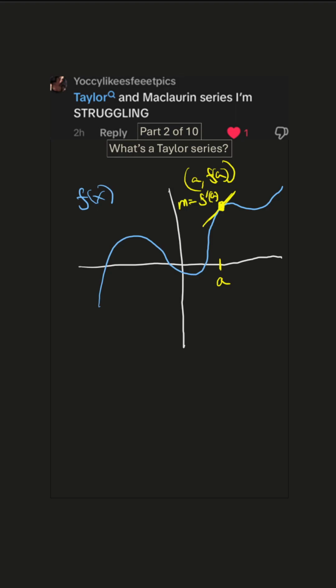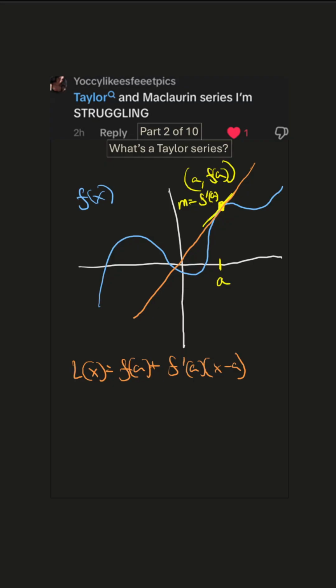Okay, so Taylor series. Let's just look at an example. Let's say we have L of x equals f of a plus f prime of a times x minus a. That's the equation for a tangent line at the point a, f of a. So that'll look like this. Okay, so it doesn't follow the function perfectly. It just shows you a tangent line.